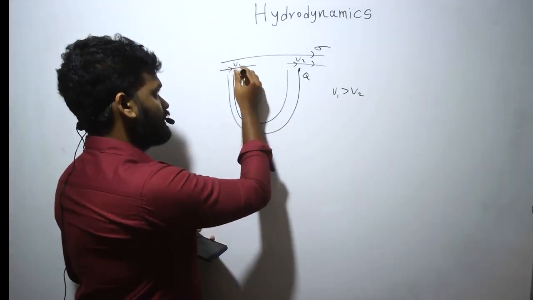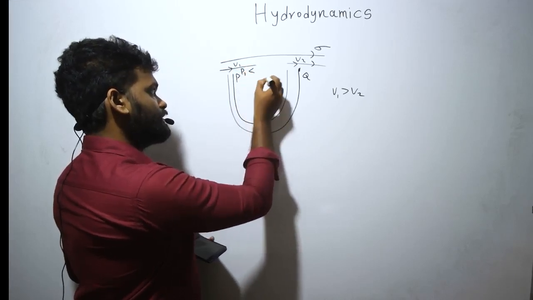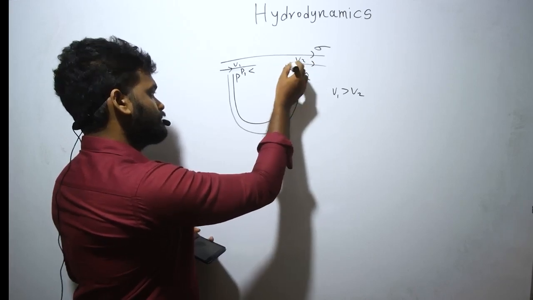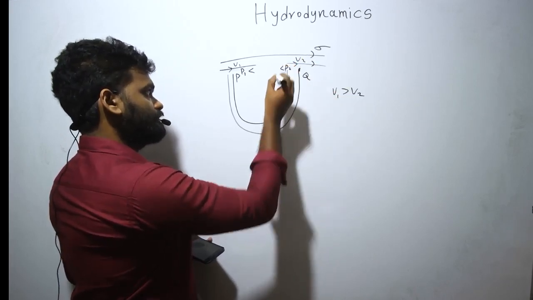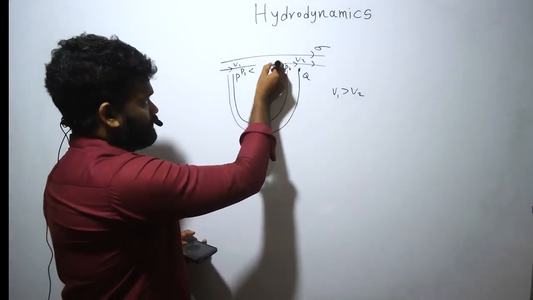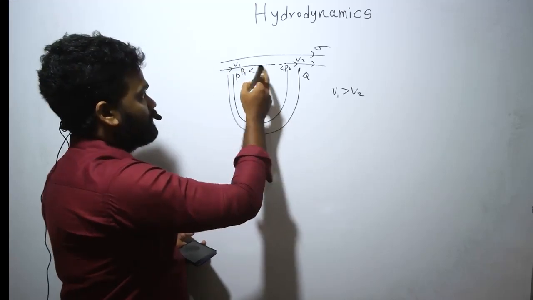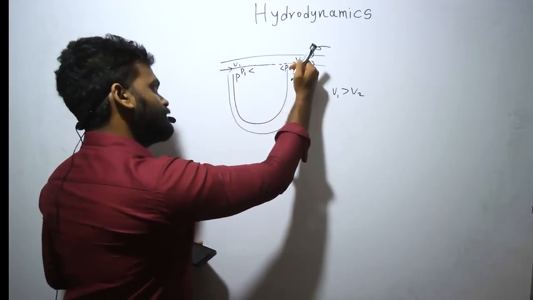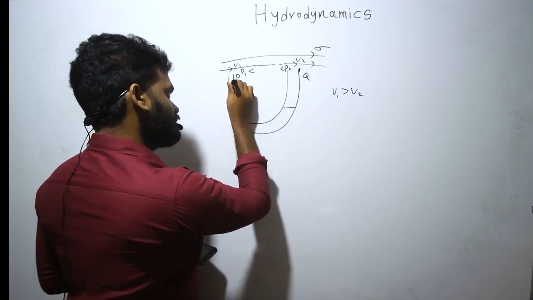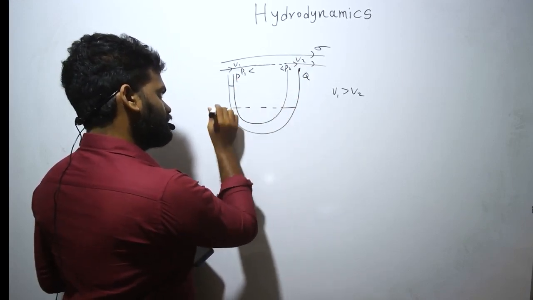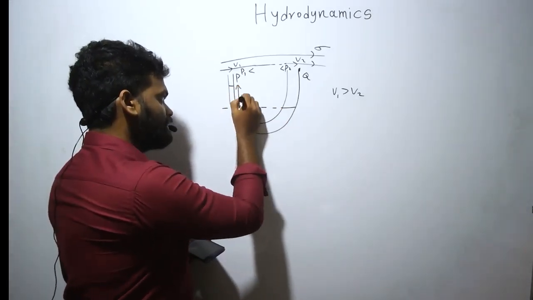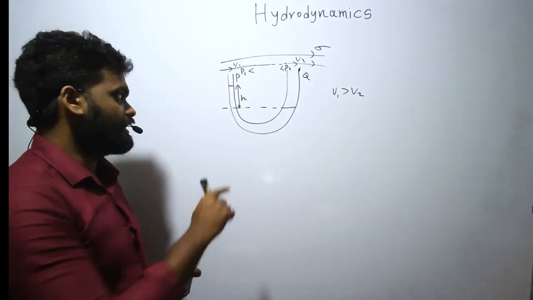So if V1 is higher, P1 is lower, right? V2 is lower, P2 is higher, right? Okay. So P1 is lower, P2 is higher. Since P2 is higher, this pushes down this liquid. This goes up, right? So what they ask is this height difference. Let's say simple h. They ask simple h.